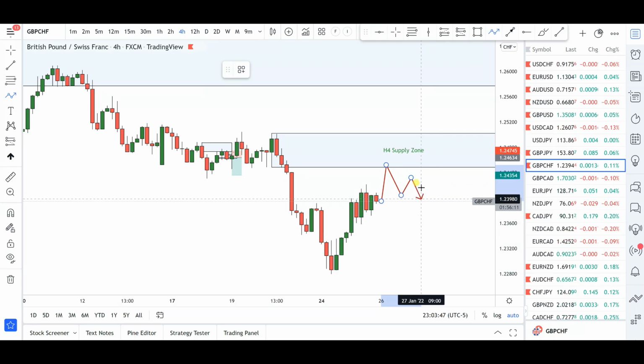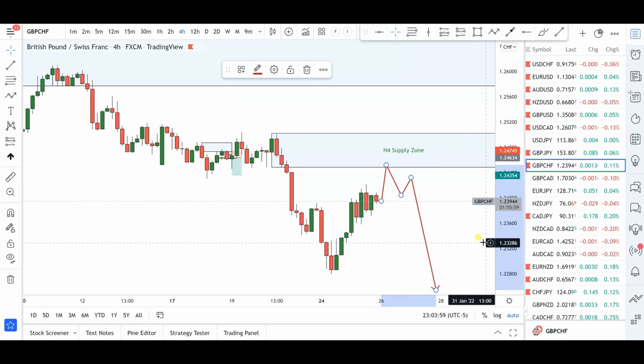In my opinion, this is a high quality trade. Look at the quality of this particular supply zone. So in my opinion, should we get bounces to the downside from, let's say, 124.50, any bounces, I'm going to be looking for an opportunity to go short for further continuations to the downside.